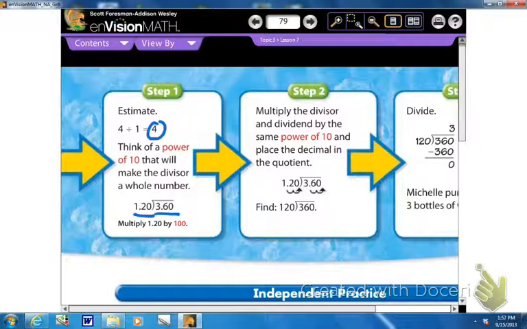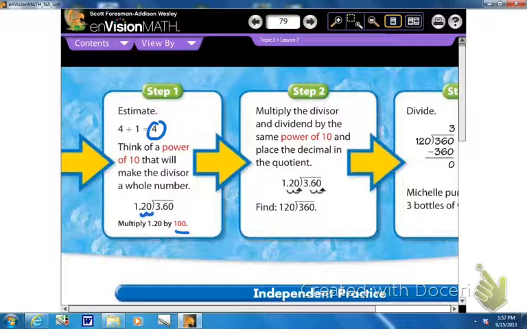We cannot divide by a decimal. So our divisor cannot be a decimal out here. So we have to make it a whole number. And they want you to think of a power of 10 that will make the divisor 1.20 a whole number. So what can we multiply 1.20 by? 10, 100, 1,000, 10,000, to move the decimal 2 places. Well, that would be 100 because 100 has 2 zeros. And that would move our decimal 2 places here.